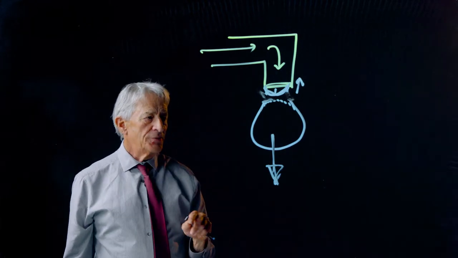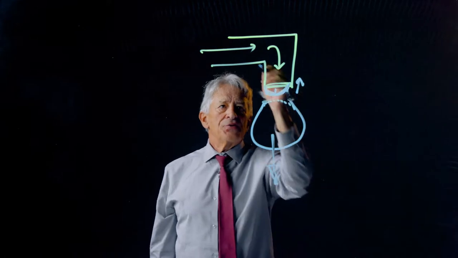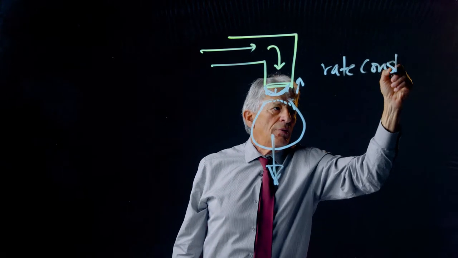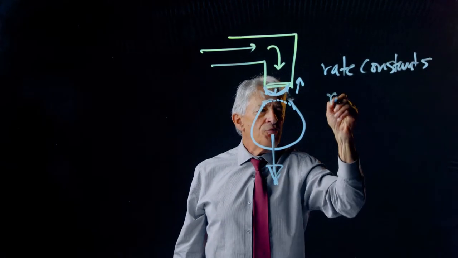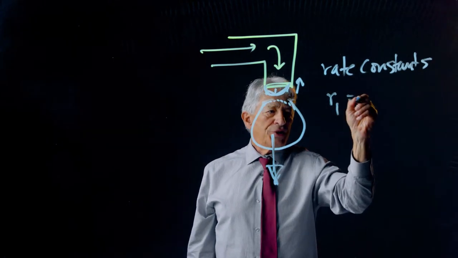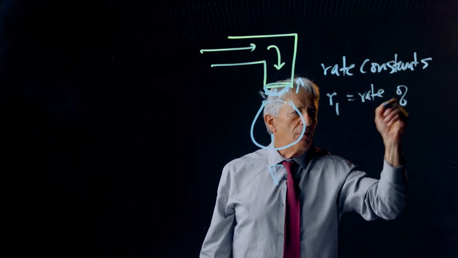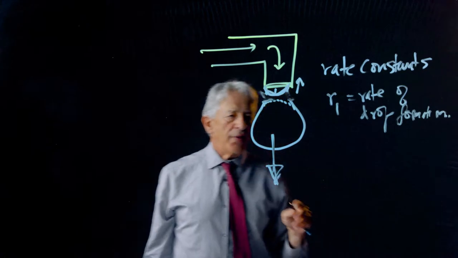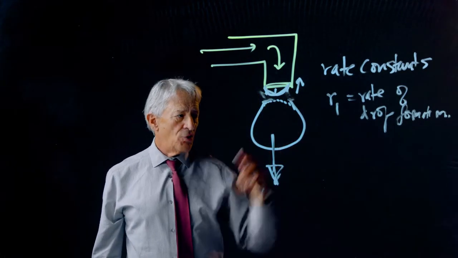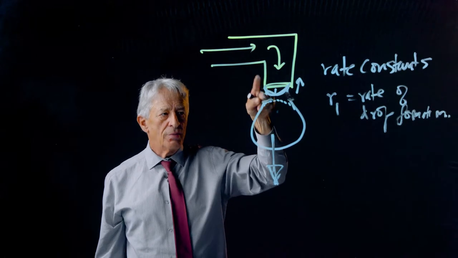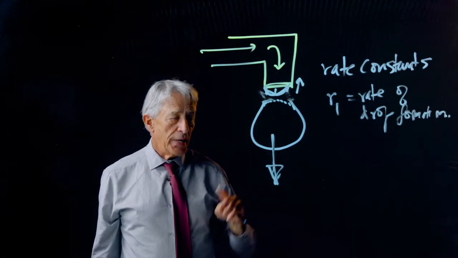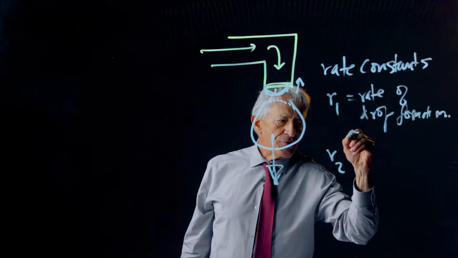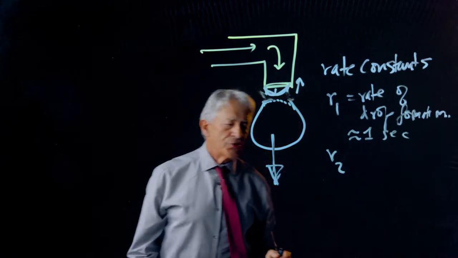The first time constant is the rate of formation. I'm going to call them rate constants. And the first one is R1, which is the rate of drop formation. And that's, for example, for slow dripping, R1 is about 1 per second. Drip, drip, drip. And that can get faster or slower. And then R2, and I'm going to say this is around, for slow dripping, this is around 1 second.